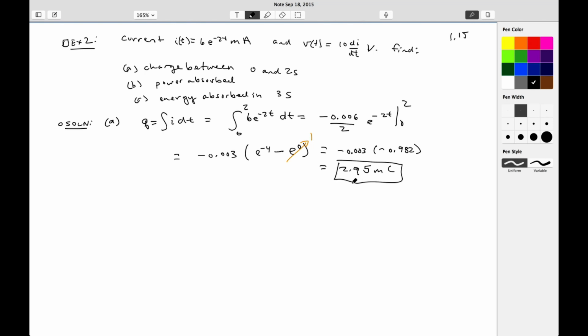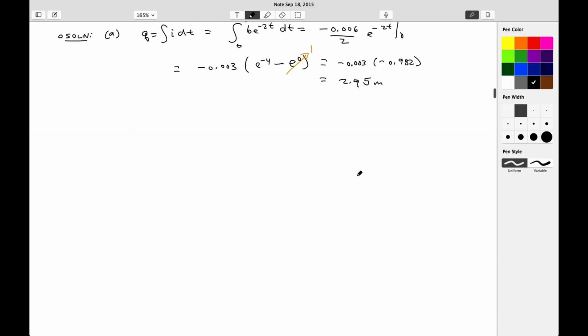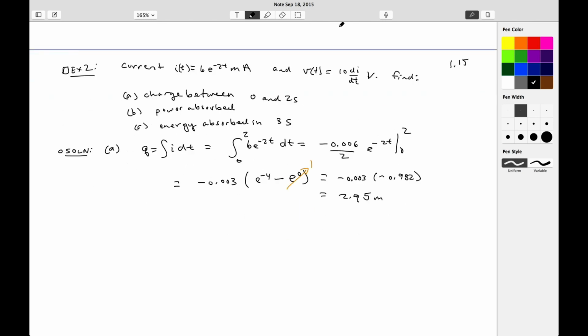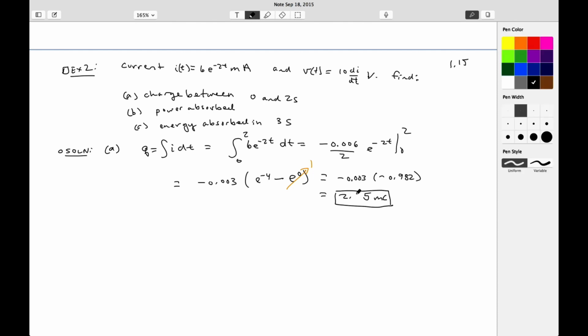All right, so it's approximately 1/3 of my 0.98 millicoulombs. And I just want to clean up this 9 so there is not any confusion. This is 2.95 millicoulombs. All right, now we'll do part B quickly.